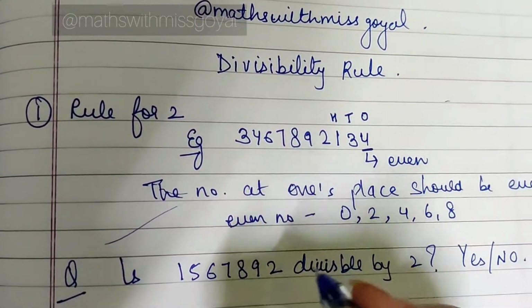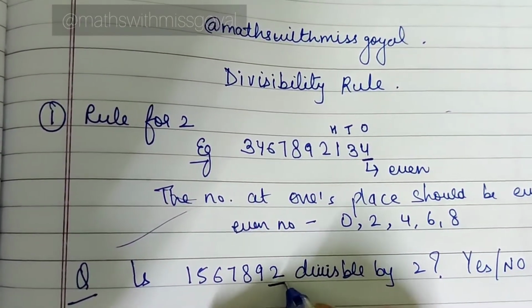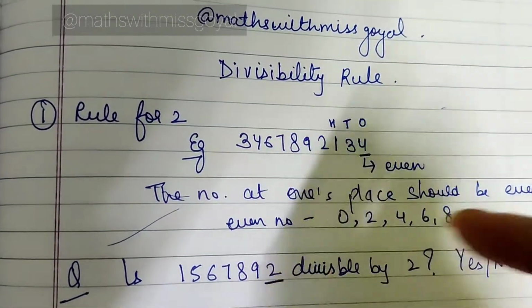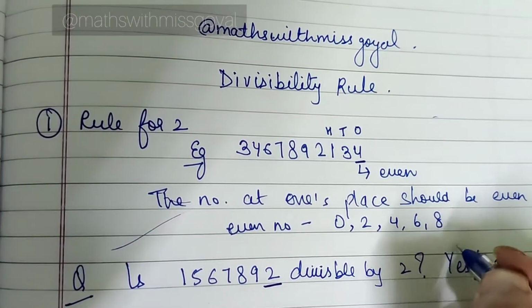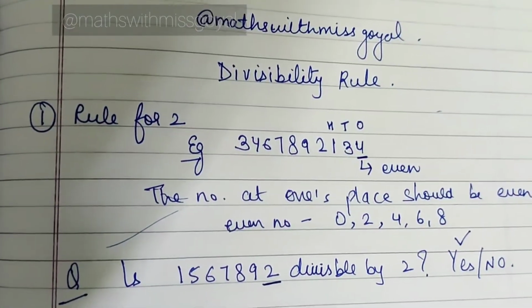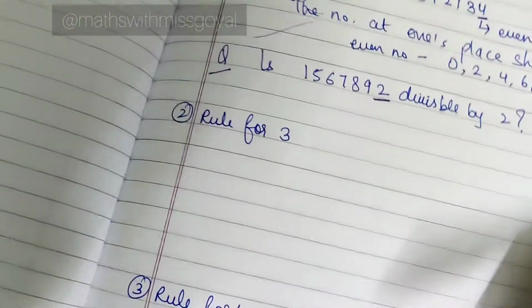Very good. So for this number, we will look at the number at the ones place. The number is 2 and it is divisible by 2. Hence the answer is yes. Absolutely correct. Very good. Now the next rule.